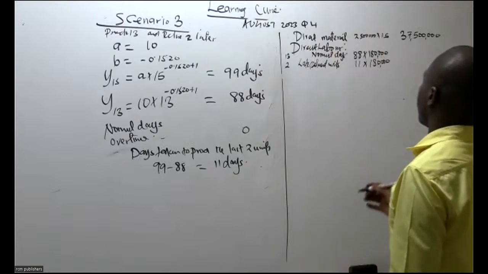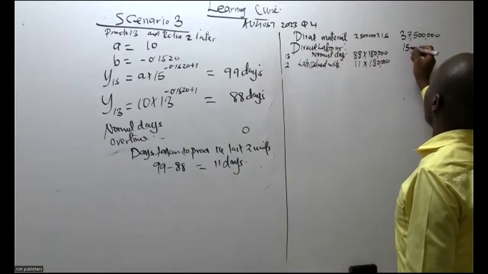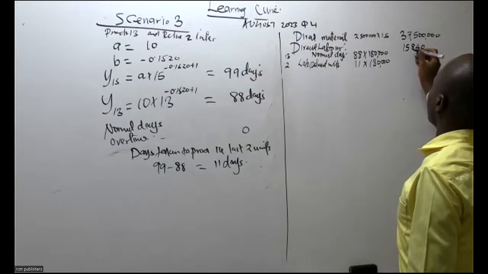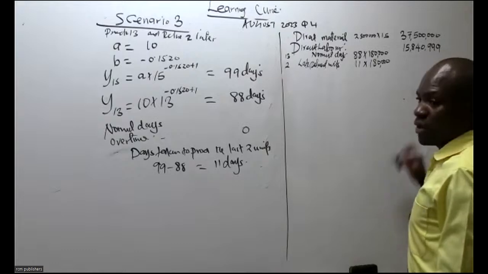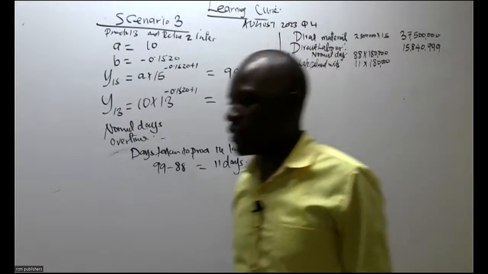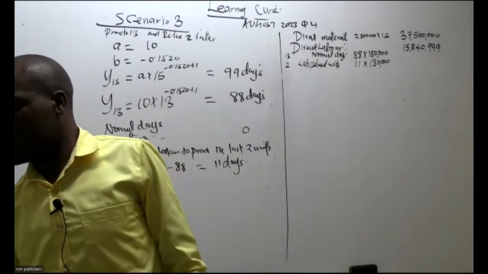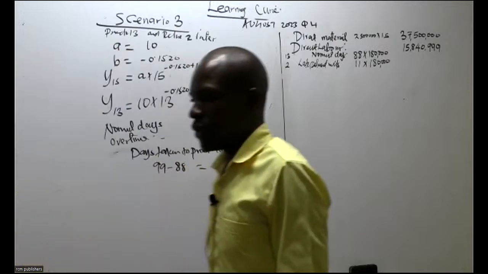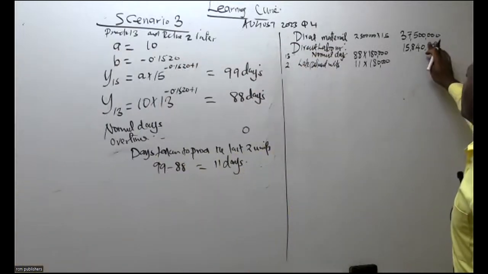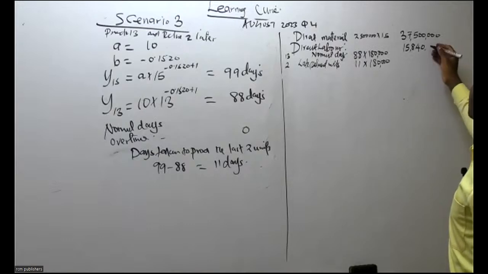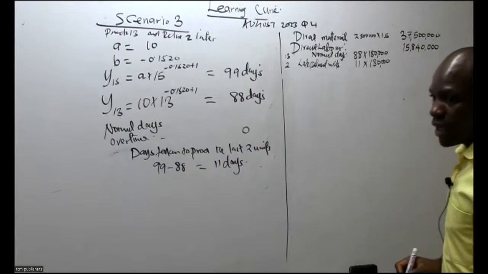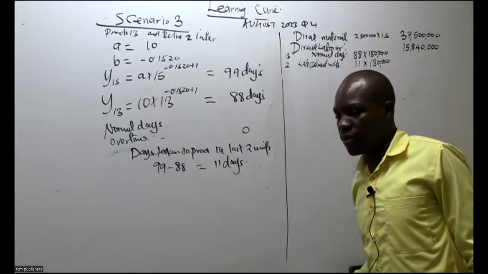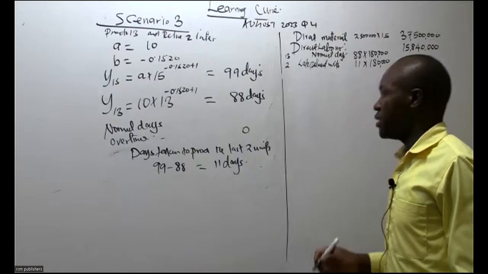15,840,999. Somebody is giving me that. I want to see what majority are giving me. 1540. So let me work with majority. You can check on that and let me confirm whoever is correct. Then 11 by 180,000, tunakuwa na ngapi? 1,980,000.